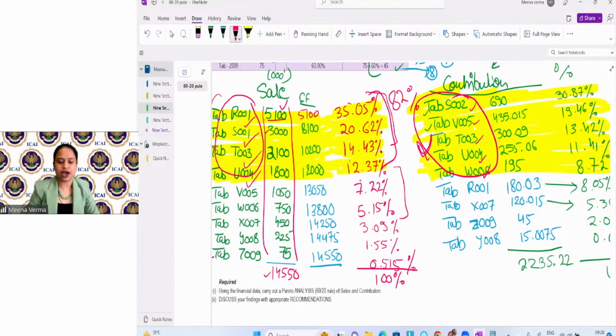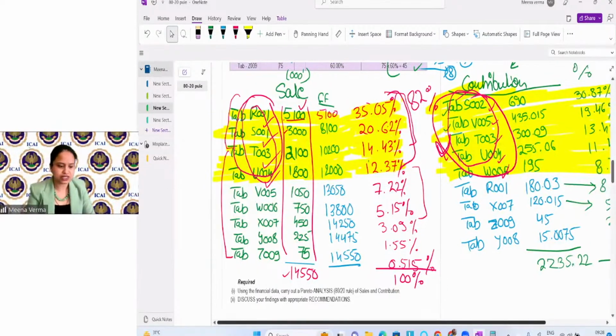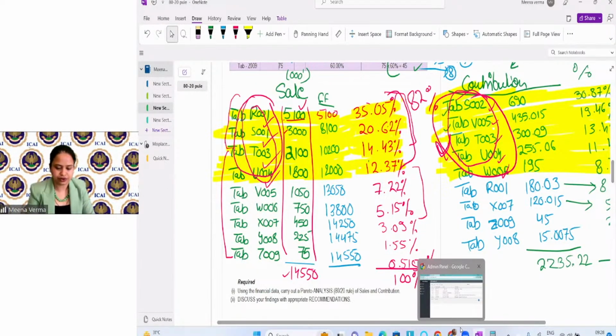All right. So as per sale, it is good to focus on these 4 products. As per contribution, it is good to focus on these 4 products. So this is how we will take the decision for the company. I hope it is clear. If you have any doubt, please ask your doubt in Q&A.